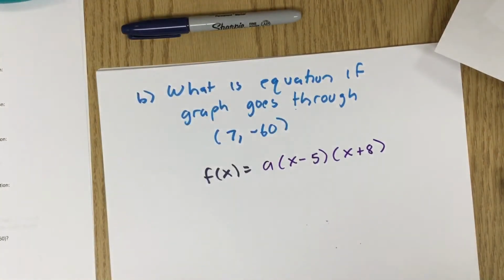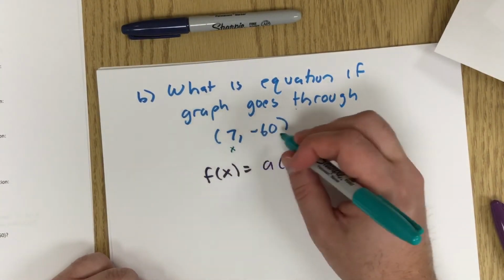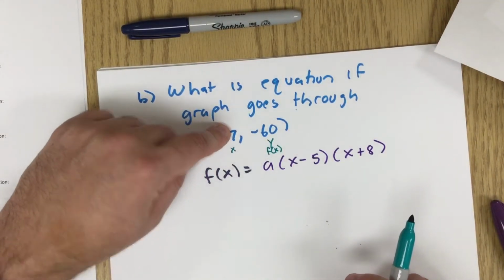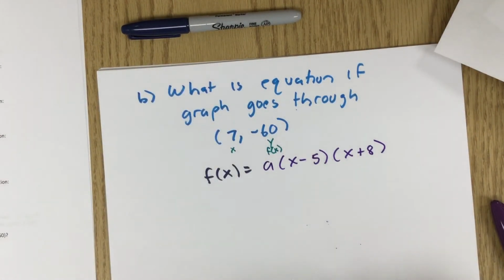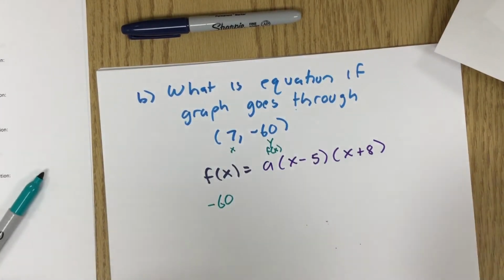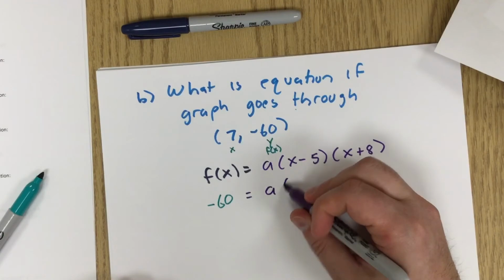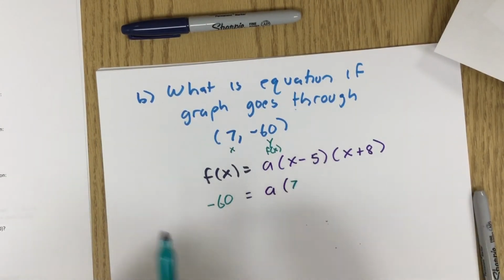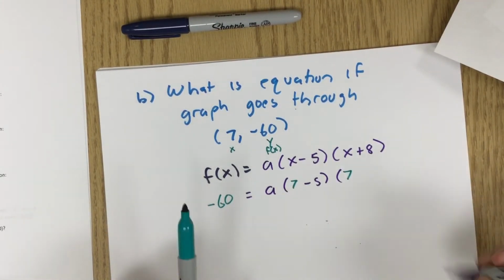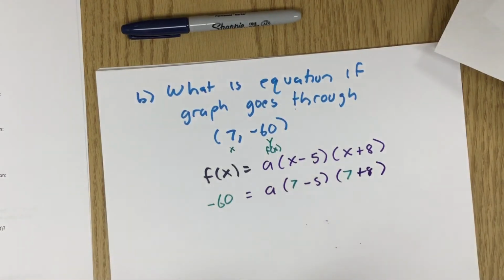Now what we want to do at this point is figure out what the a is. So we can't just randomly guess an a at this point, we've got to actually determine what it is. And the way we're going to do that is, this is our x and this is our y, or our f of x. So we're going to plug 7 in for x, and we're going to plug -60 in for f of x. So it's going to be -60 equals a times, and the x is 7, (7 - 5) times, and we'll plug in the x again, (7 + 8). And now all we do is solve for a.